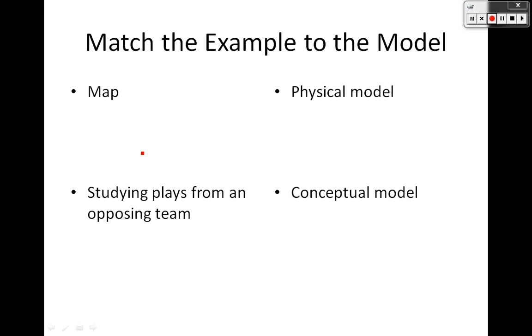Okay, so what you should have is that the map is the physical model, right? A map is a smaller version of what actually exists so that we can see it more easily. Whereas studying plays from an opposing team, like say you're playing somebody in soccer, you might want to study what that soccer team has done against other teams to form a model so that you know, when they're in this situation, they usually do this, and that can help you predict how to play against them. It may not work out. They may do something different, but you can develop a model for how those players work.